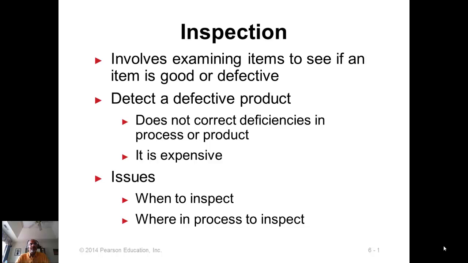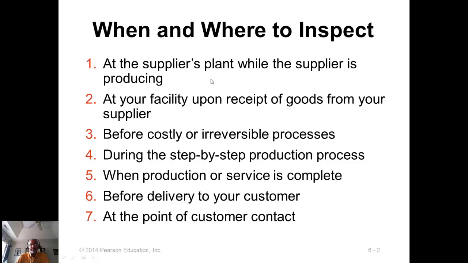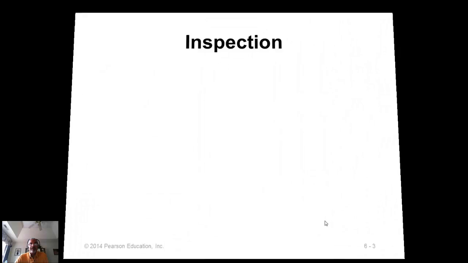So what are the issues here? When do you inspect? And where in the production process should you inspect? At the supplier's point, at your facility, so you start inspection even from your vendors. When it comes to your facility, before any costly or irreversible process, you inspect, because you don't want to spend too much money on a product that is defective to begin with. So during the step-by-step production process, when production or service is completed, once the final stage is over, you inspect. Before delivery to your customer, you inspect, and at the point of customer contact, you inspect.